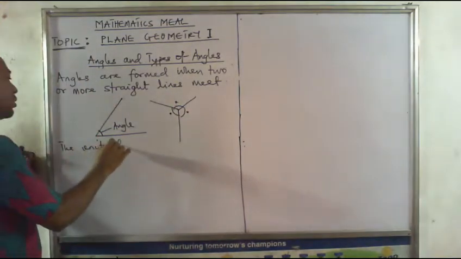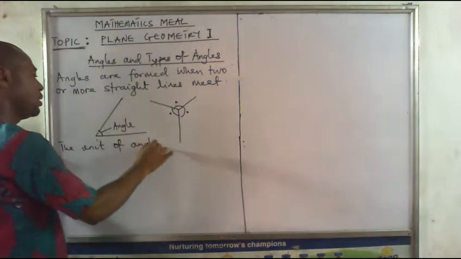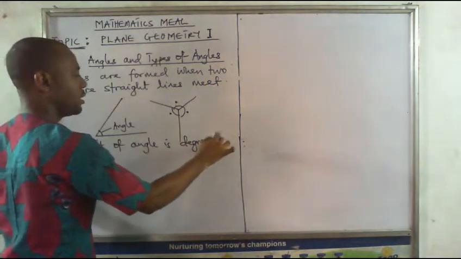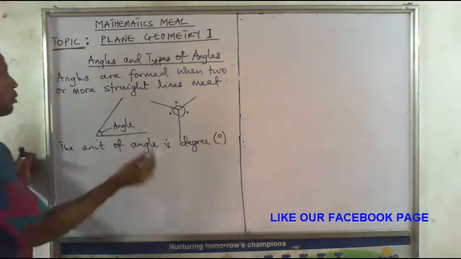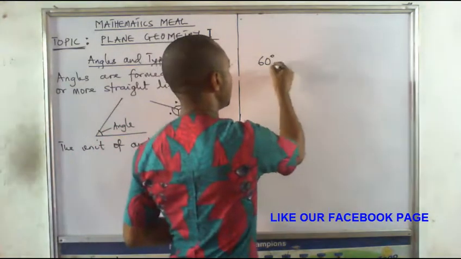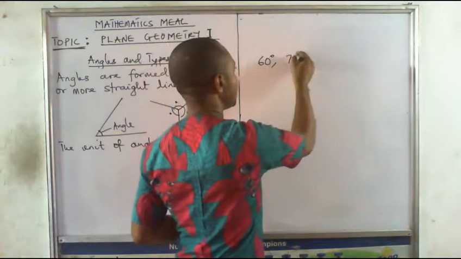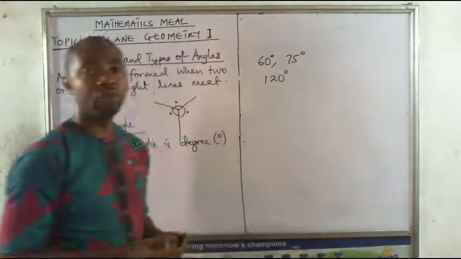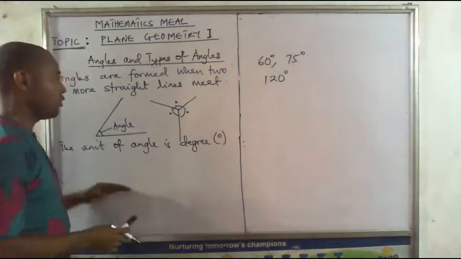Now the unit of angle is degree. So when we measure angle, we can have something like 60 degrees, something like 75 degrees, and say 120 degrees, and so on and so forth. So the unit of angle is degree.